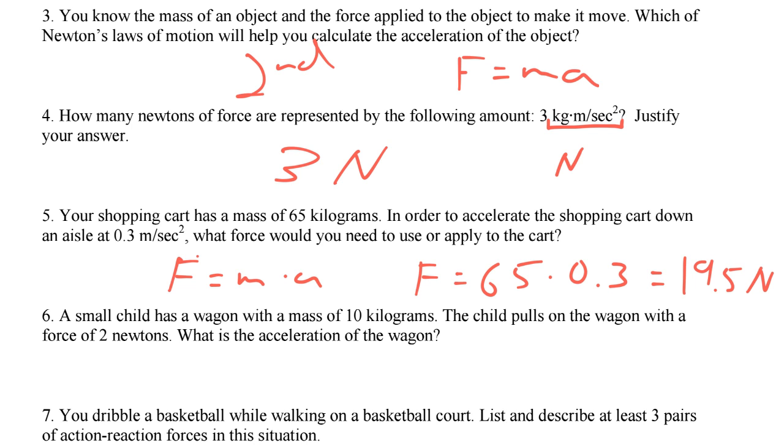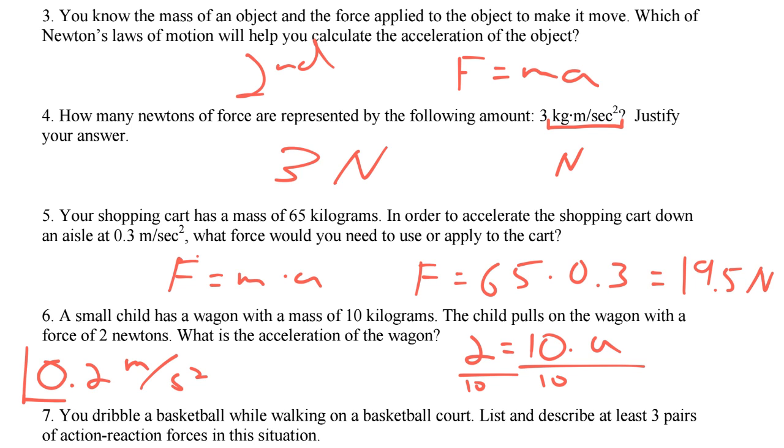A small child has a wagon with a mass of 10 kilograms. They pull with a force of 2 newtons. What's the acceleration? So again, I use force equals mass times acceleration, but I know the force and I know the mass. I don't know the acceleration. So I have to divide both sides by 10 to solve for the acceleration here. 2 divided by 10 is going to be 0.2. So 0.2, the unit there is meters per second squared.